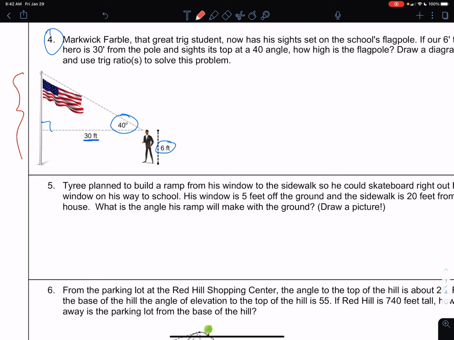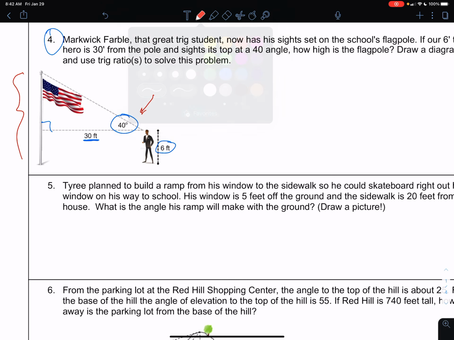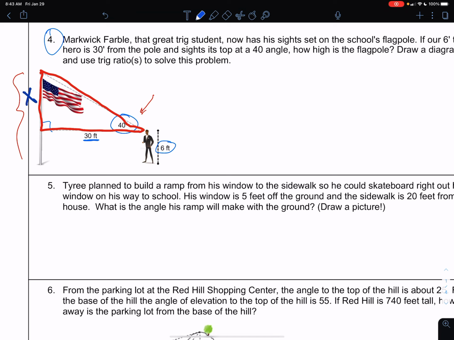And so really your goal is to use the 40-degree angle and the 30-foot bottom side of this triangle. Let me try to make this triangle pop out a little bit more. When we do that, I'm going to put an X on the left side of our thicker red line. We can figure out what this X is.